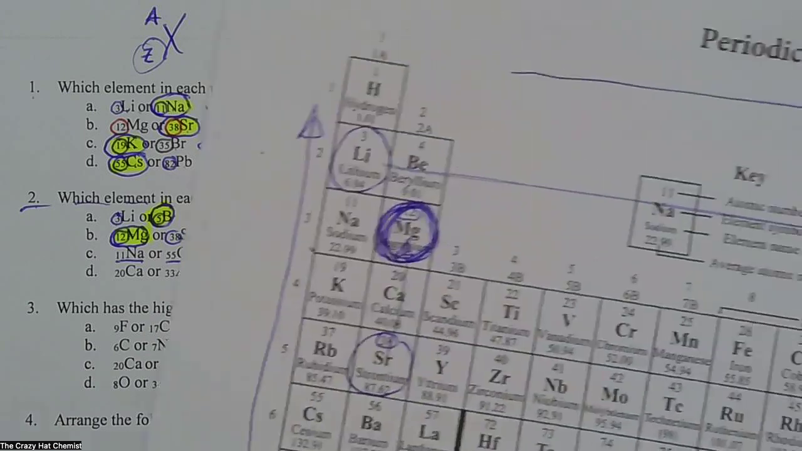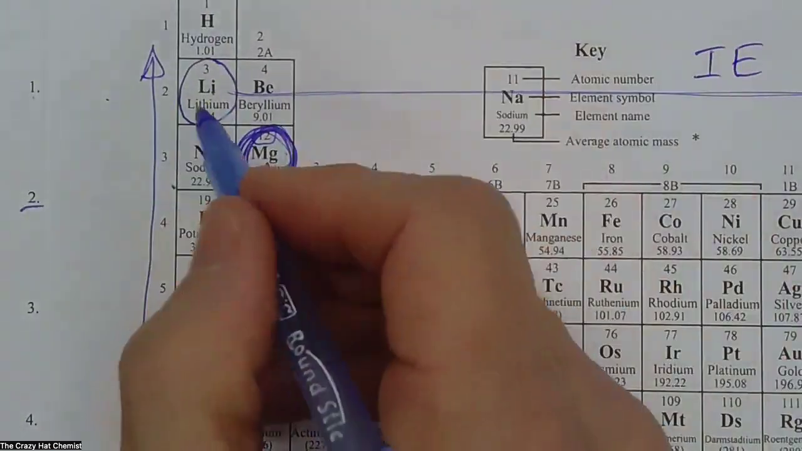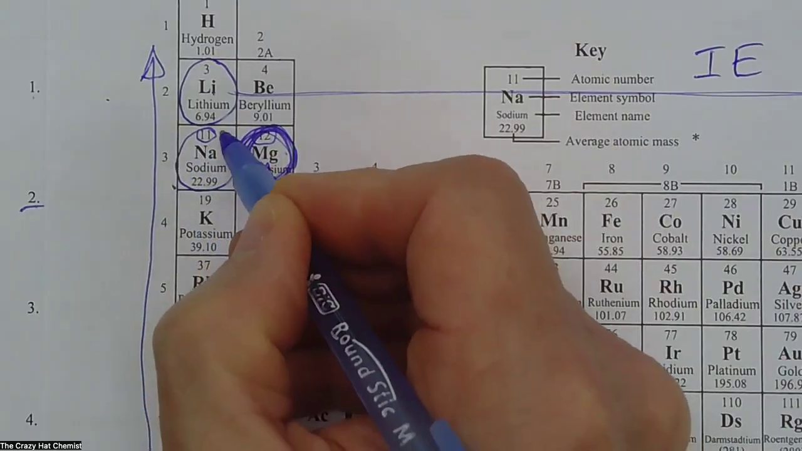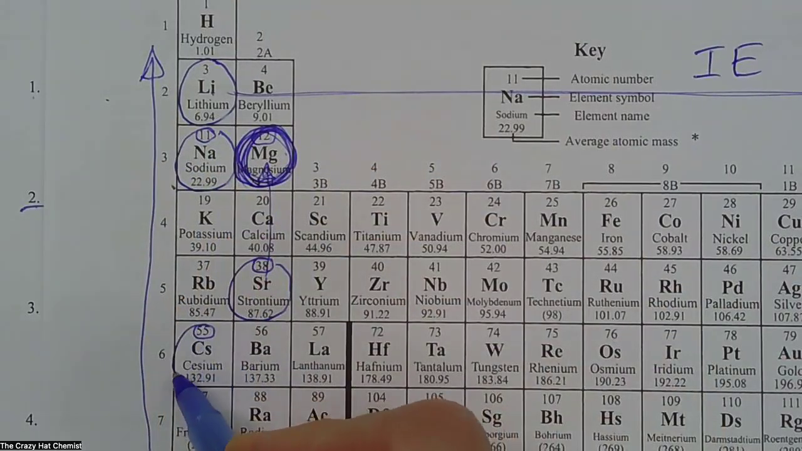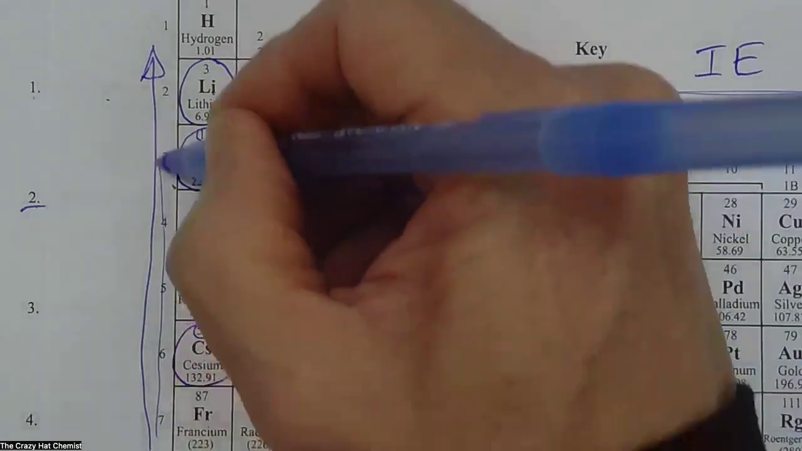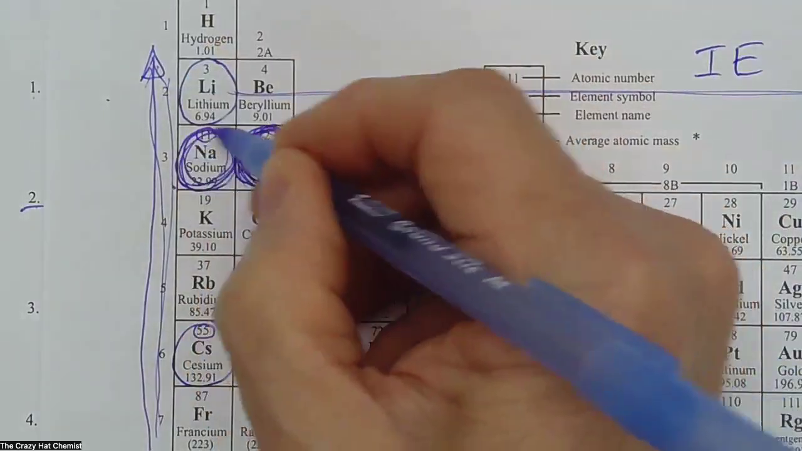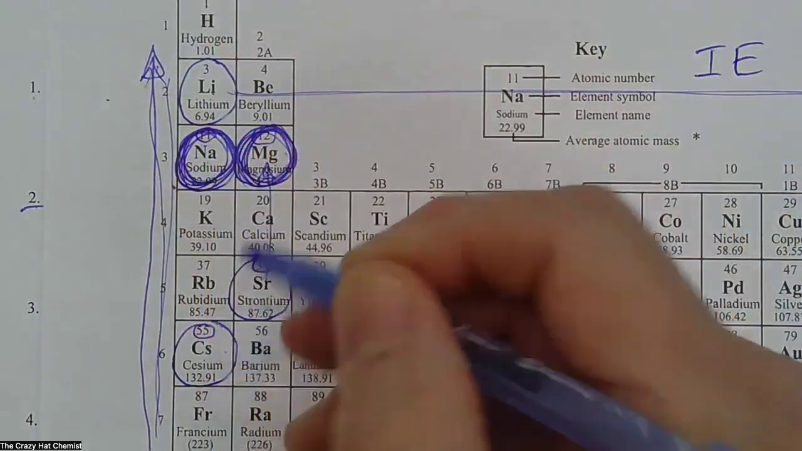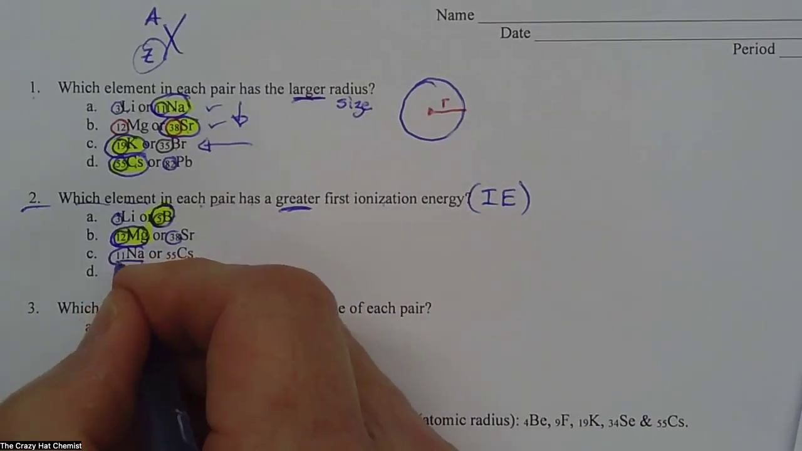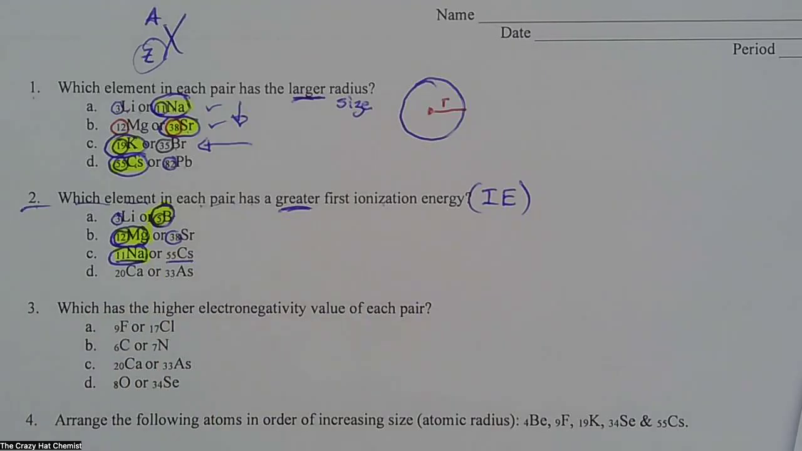All right, so the next one here is between element number 11, sodium, and element number 55, cesium. So element number 11, that is sodium. And element number 55, that is cesium. Which one has the larger first ionization energy? Well, as you go up a group, they get larger. So therefore, sodium will have a larger ionization energy than cesium. Sodium will have a larger ionization energy than cesium of the two. Beautiful.